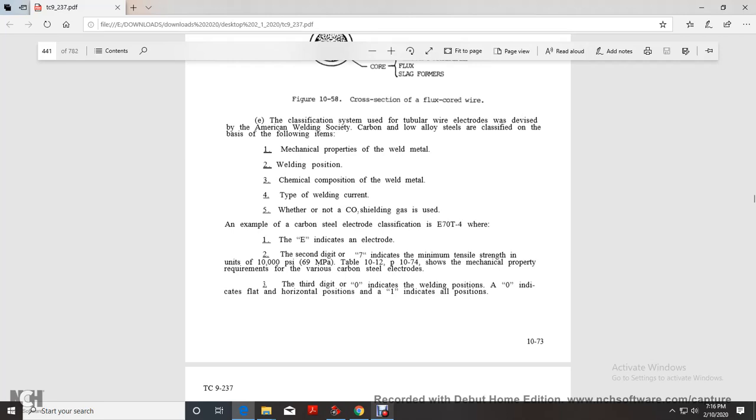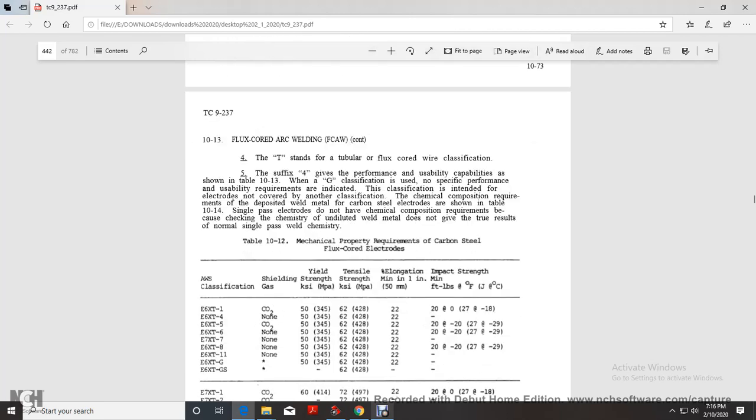Table 10.12 on page 1074 shows the mechanical property requirements of the various carbon steel electrodes. The third digit, 0, indicates the welding position. 0 indicates the flat and horizontal positions. 1 indicates all positions.